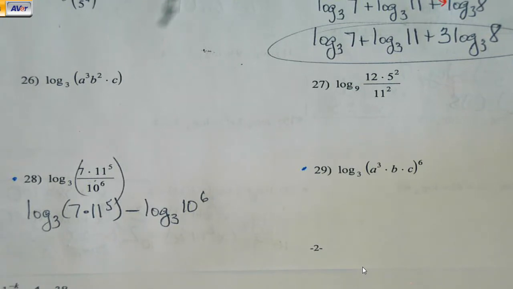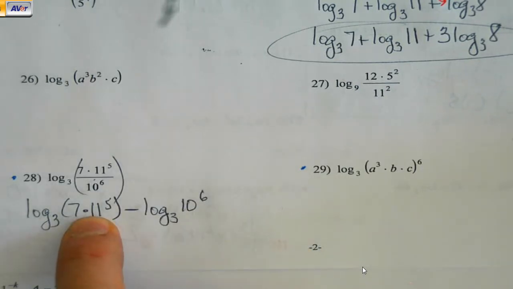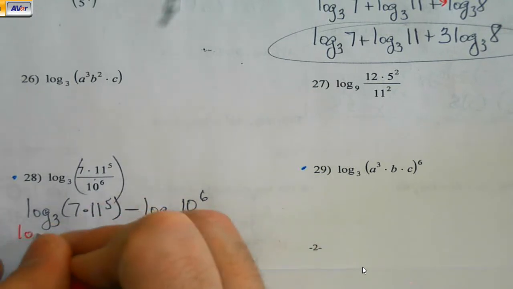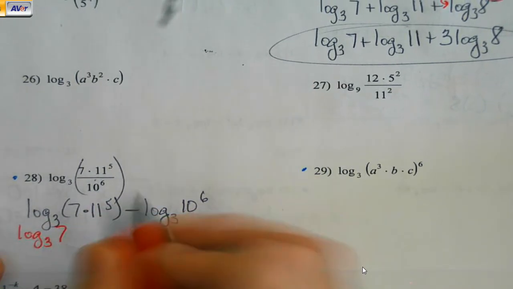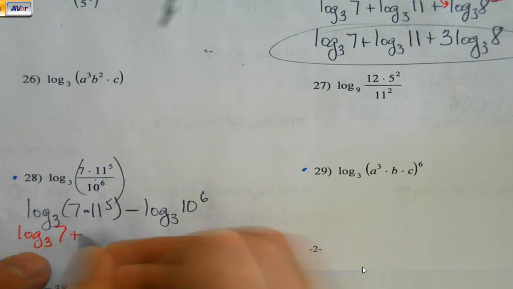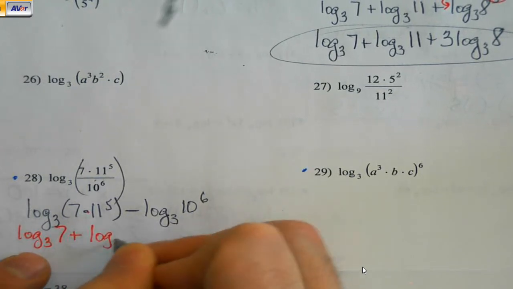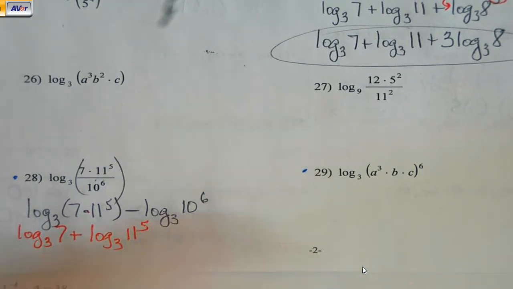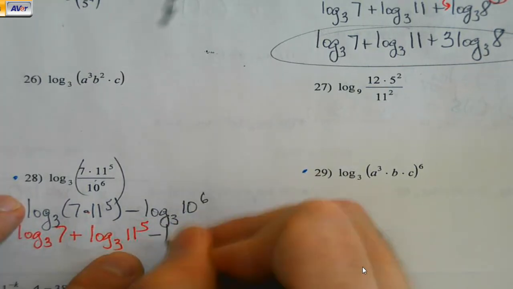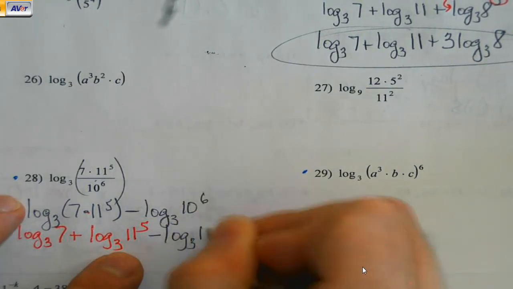If I peek back up, once I get that, what's next? Product is. I see one right there. That's going to become a plus. So I would have log base 3 of 7. My times becomes plus. Log base 3, 11 to the 5th. And that last part's going to stay just the way it is right now.